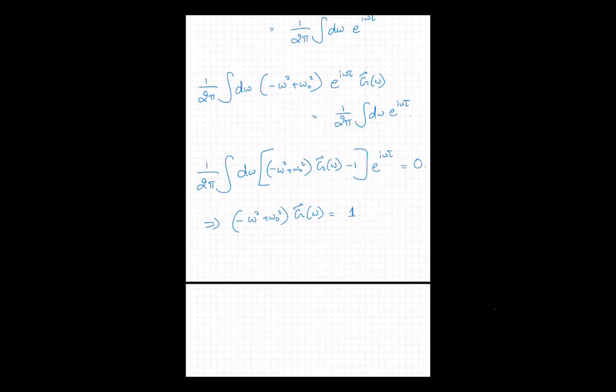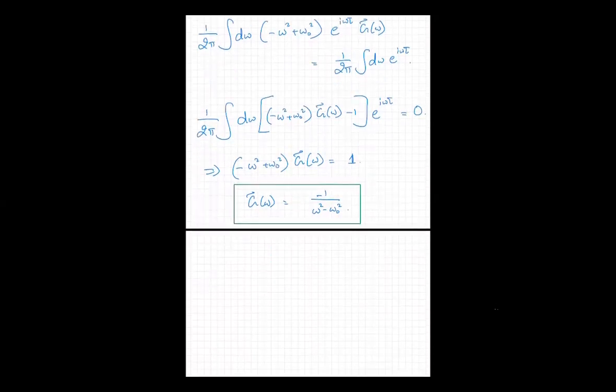The inverse Fourier transform g tilde of omega is nothing but minus 1 over omega square minus omega 0 square. Simple. In fact, we will find something very similar in the three-dimensional case also, because the structure of the differential equation is very similar. Okay.